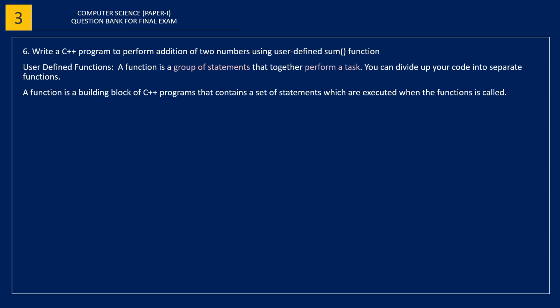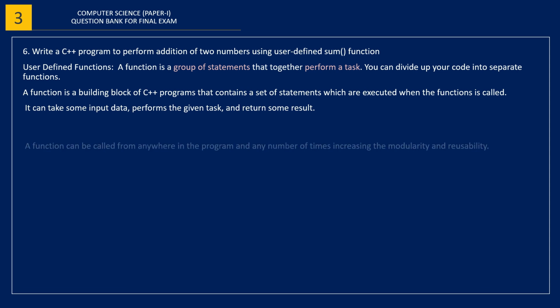Or a function is a building block of C++ that contains a set of statements which are executed when the function is called. So we have seen the main function calling the sum function, or the sum function is called by the main function, and then only it performs the operation. It takes some input data, performs the task and returns some result. We have seen this also. We have passed two values A and B and addition was done, the task was performed and the sum result was returned to the calling function.